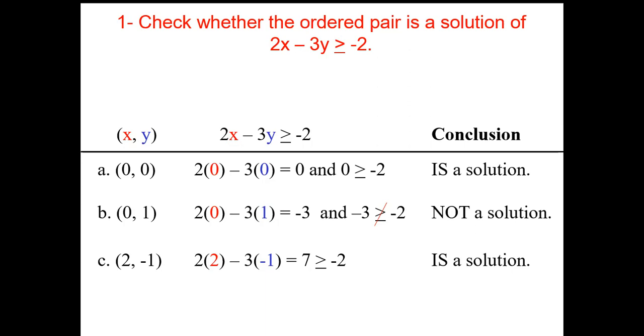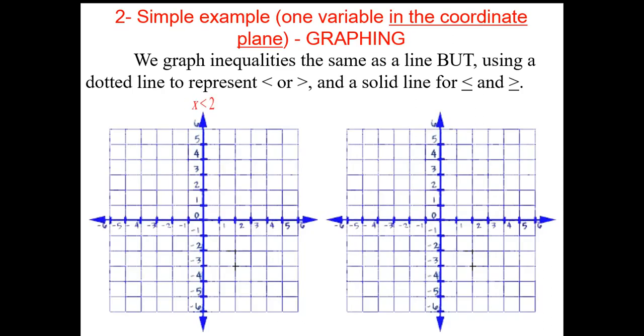This one will help me to know where to shade. Let's do it. First, I'm going to give you the main things, the vertical and the horizontal. So first we're going to graph the inequality as a line. Okay, so x less than 2, I'm going to draw it first, x equal to 2.